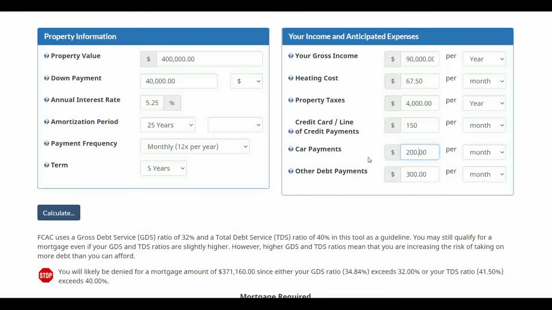Car payments. Now for other types of loans, whether it's a car payment or just a personal loan, any sort of term loan where there's no readvancement of the loan, it's non-revolving. What they will do is just take the payment being made, and that will be the amount that you add here, right? So for car payments, just whatever payment you're making, and for other debts, just whatever the payment is.